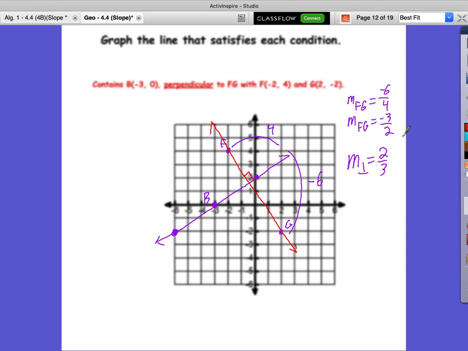So from here, it runs 4. 1, 2, 3, 4. Rises or falls. Why did they spin your hair? It was an accident. They weren't gonna shape it.